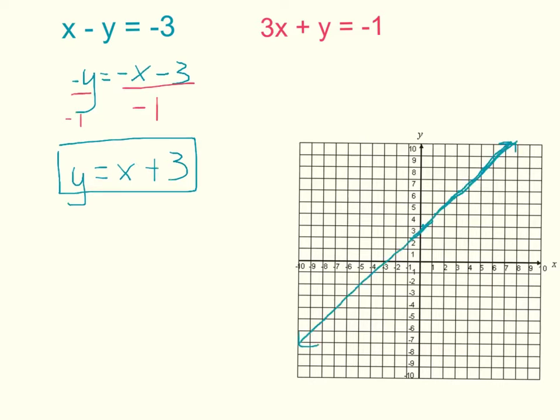And now for the other equation, let's solve it for y. So y equals, subtract 3x to the other side, so it's a negative 3x, and then minus 1. If we graph that, we're going to start at negative 1. And then the slope is negative 3, so I'm going to go down 3, right 1. And then to go backwards, up 3, left 1.